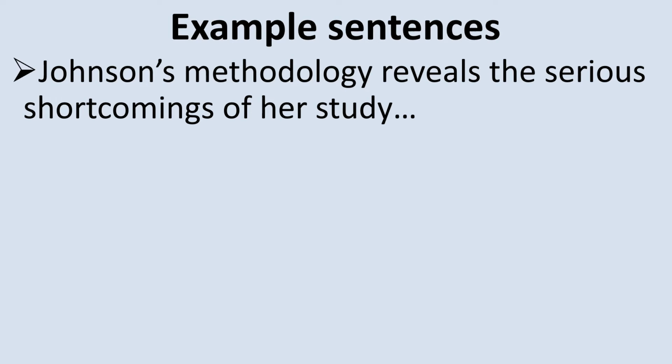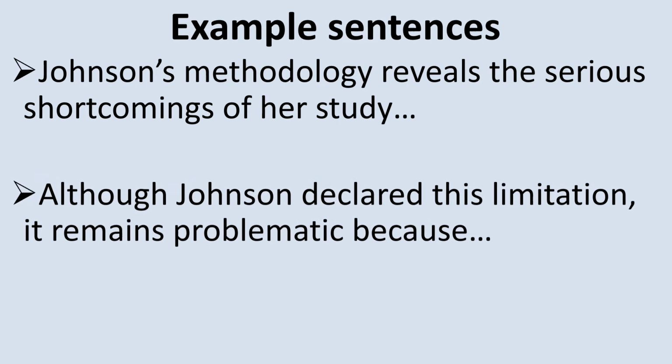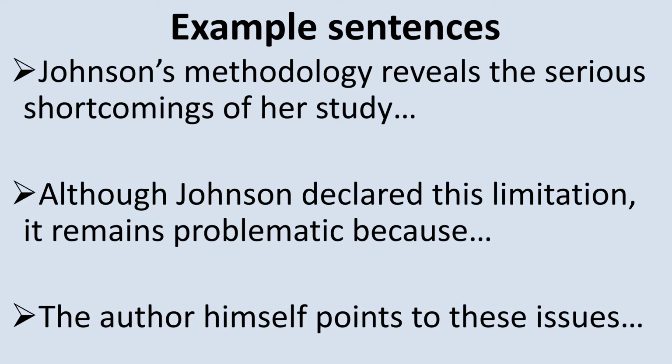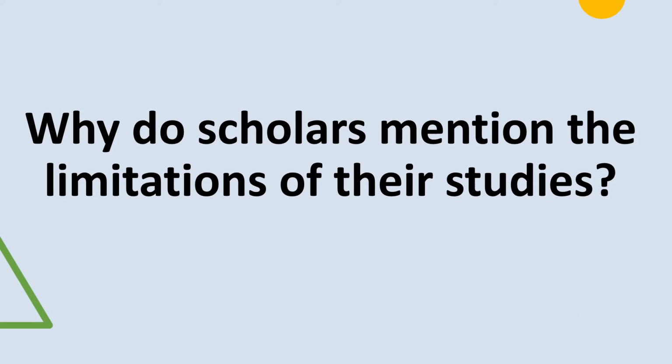Here are some examples. Johnson's methodology reveals the shortcomings of her study. Although Johnson declared this limitation, it remains problematic because the author himself points to these issues. A question may arise, why do scholars mention the limitation of their studies? There are 3 general reasons.